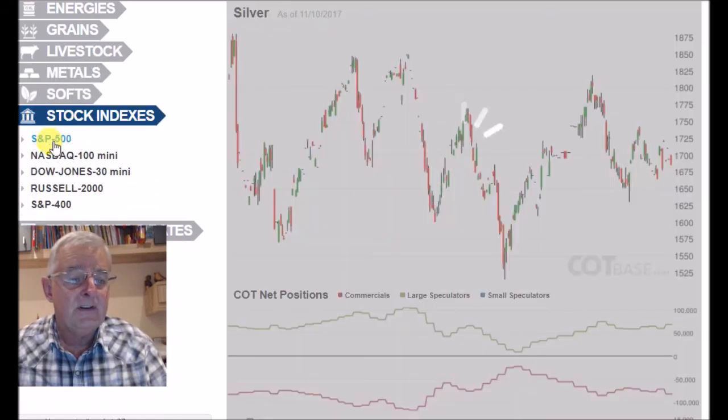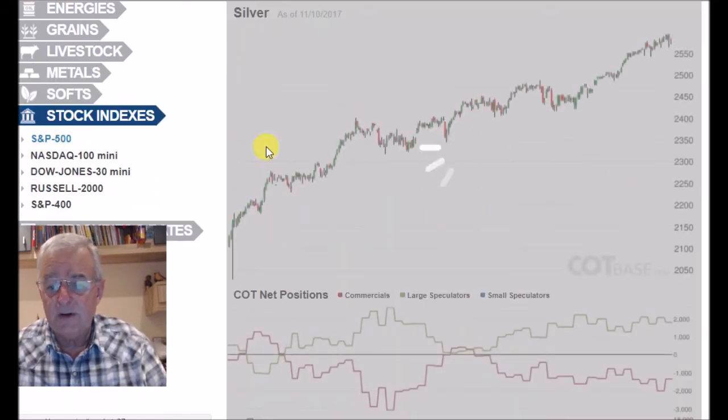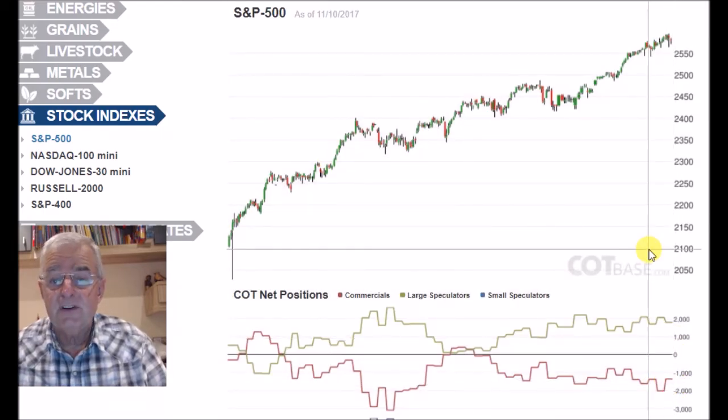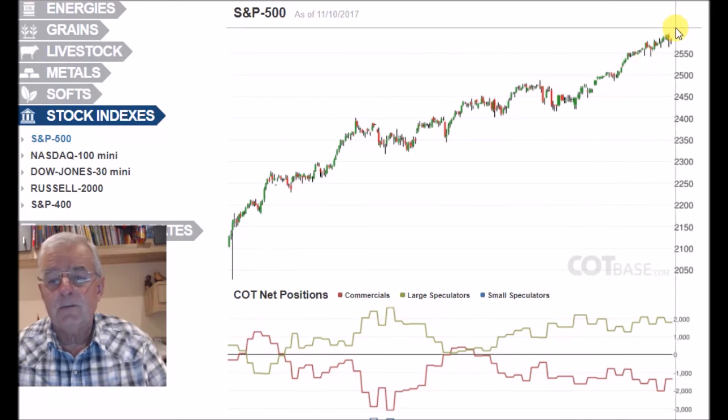The S&P 500, have a quick look at that. Yeah, they're still fairly bearish, but it just amazes me the way it keeps going up.